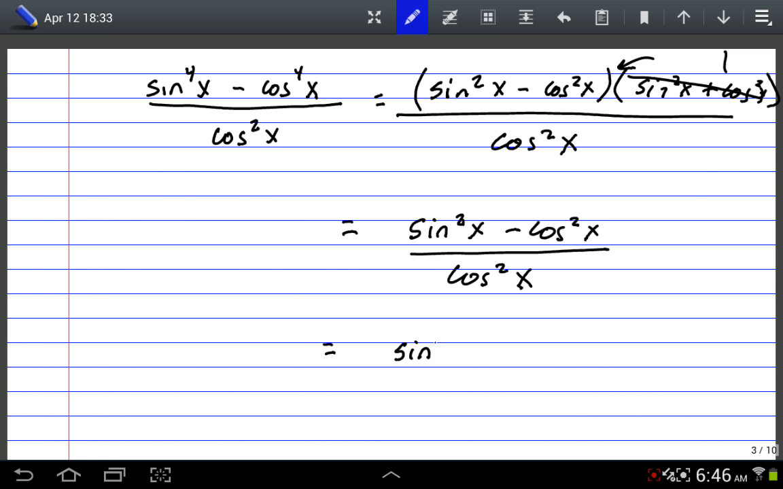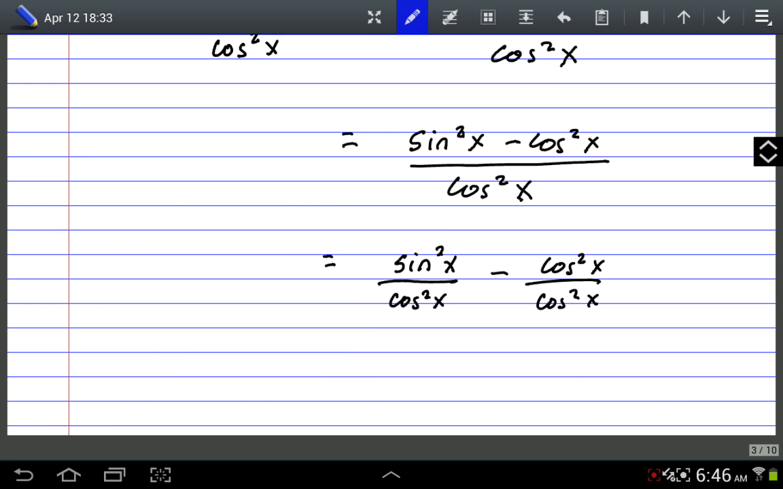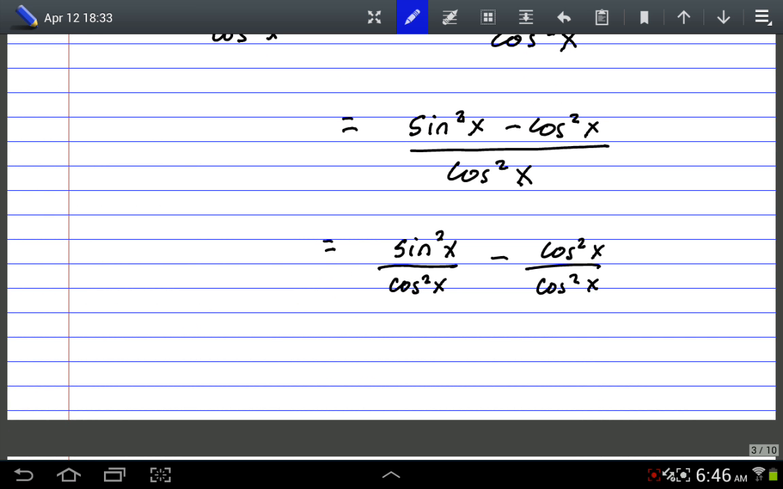So this would leave me with sine squared x over cosine squared x minus cosine squared x over cosine squared x. Now, can I do some canceling or reducing here? Yeah, the cosine squared over the cosine squared would be just 1. Now, what about sine squared over cosine squared? Tangent squared. So now I'm seeing a square and a 1.